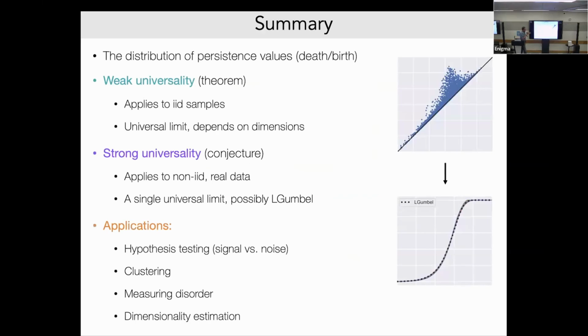What I showed you today, again, are some new results in stochastic topology, which are a little bit unexpected, which tell you that if you generate a random point cloud, you look at the diagram in a certain way via those death to birth ratio, then it always ends up with the same distribution. We have a theorem for what we call weak universality, where you have to assume the points are independent. The limit there depends on several things, like the dimension. And we have a conjecture for strong universality, which basically applies to most of the data sets we tried, even real data. The limit is always the same limit. It looks like the Gumbel distribution.